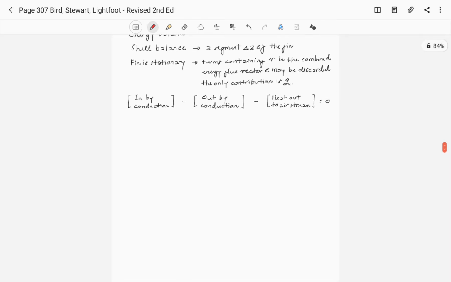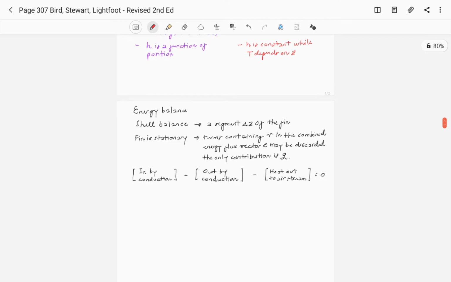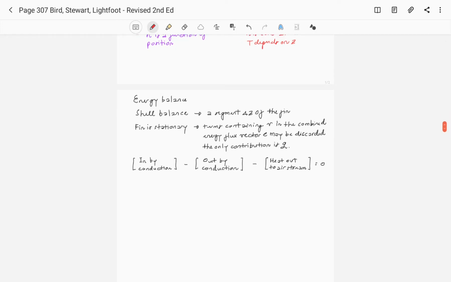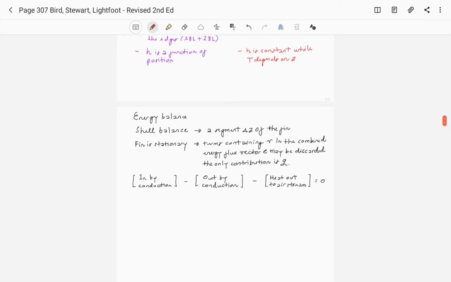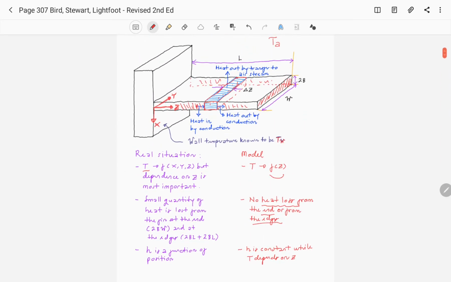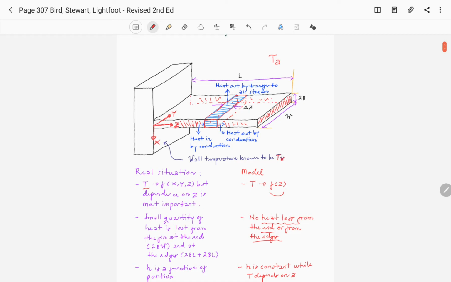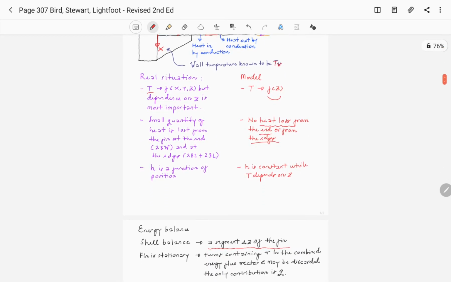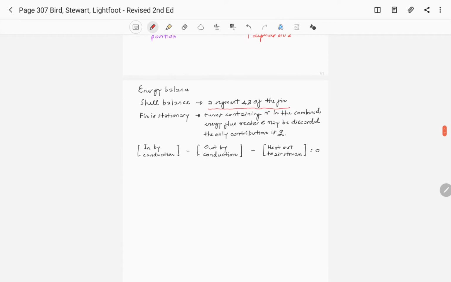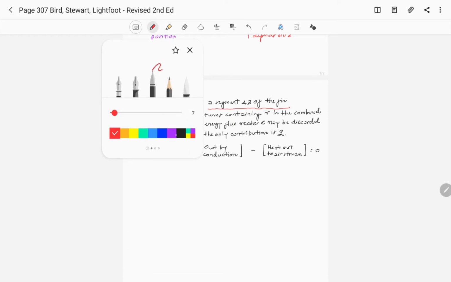So then we can start deriving the energy balance for that particular fin. Our shell balance will be made on the segment delta Z of the fin. So basically the one that is shaded in blue in that section, where the whole shell has the temperature of T. Since the fin does not move, the terms containing velocity in the combined energy flux vector can be discarded, where the only contribution comes from conduction.